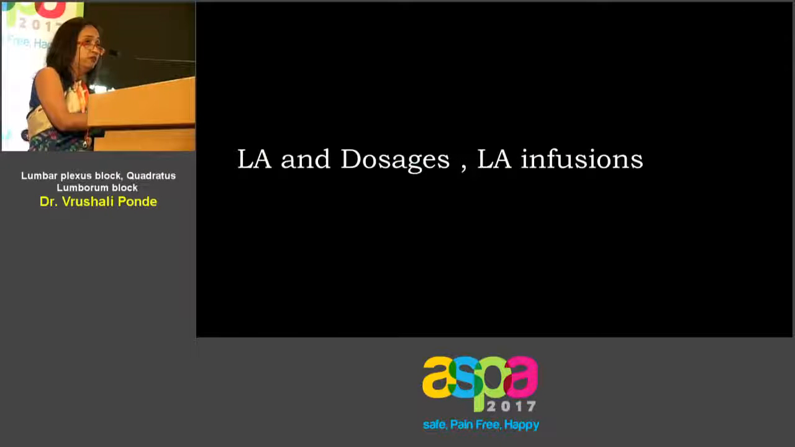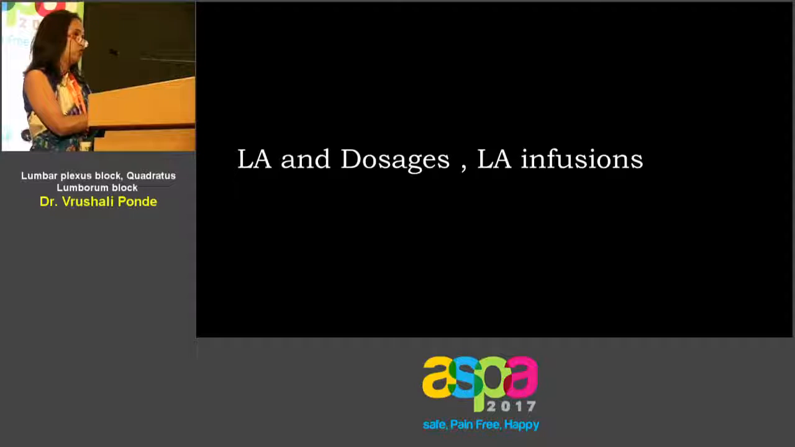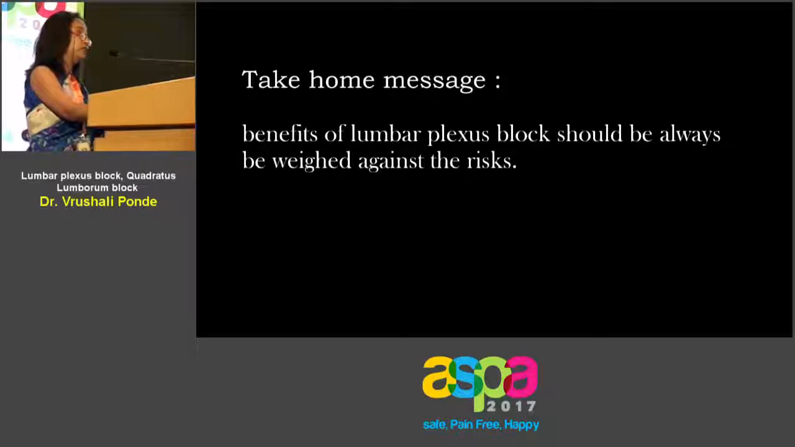LA and dosages, we have been repeatedly hearing this sentence that it's a compartment block. So the dosages required are more. So there needs to be a fine tuning between the concentration and the volume. The volume here typically is at least 0.75 to 1 ml per kilogram, and hence the concentration needs to be reduced to 0.1% ropivacaine and equivalent with the bupivacaine. The local anesthetic infusion again can be ropivacaine. In infants, it can be 0.2 milligram per kilogram per hour, and in older kids, it could be 0.4 milligram per kilogram per hour.